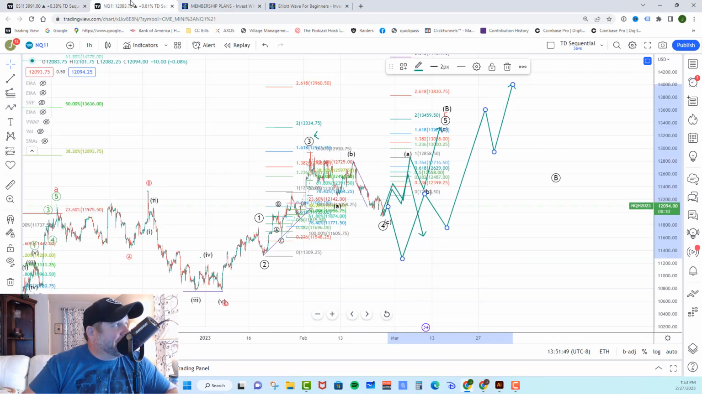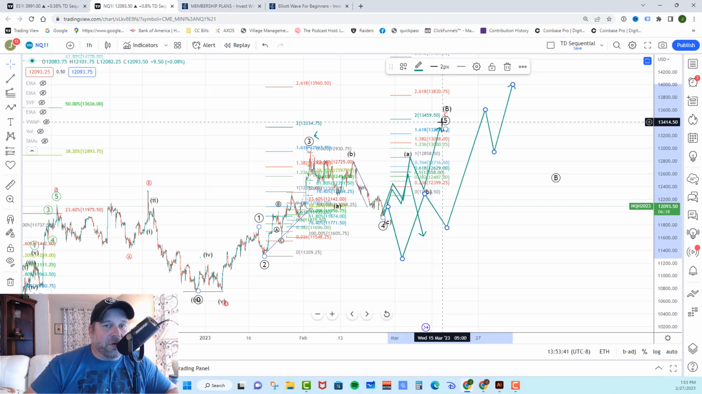Over on the NASDAQ, same type of setup. We're looking for a continuation of the bounce higher, and whether it's that shorter bounce that ends up taking us down in wave 5 or the bigger bounce that takes us up towards the 13,300 area is to be determined based on what happens in the next few days.